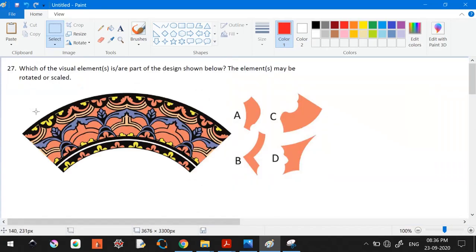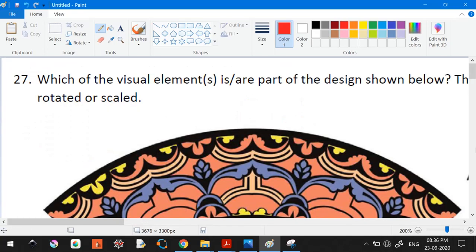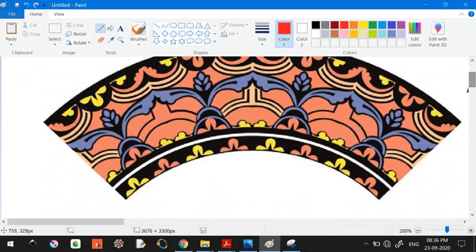Okay, this is a very simple question. Which of the visual elements is a part of the design shown below? The element may be rotated or scaled. For such questions, I usually end up finding some clues out of the given things.